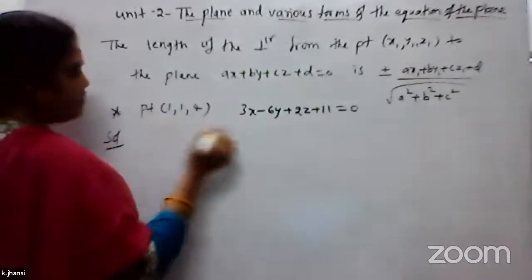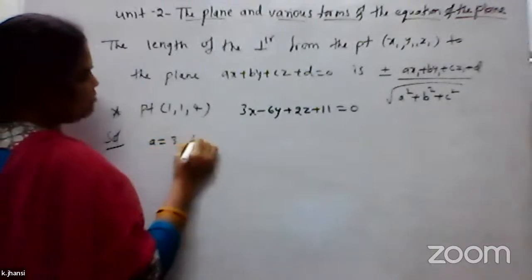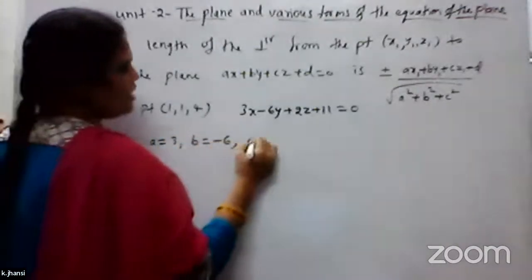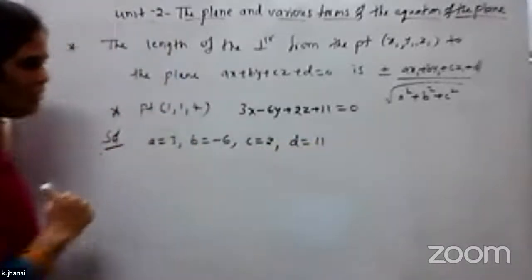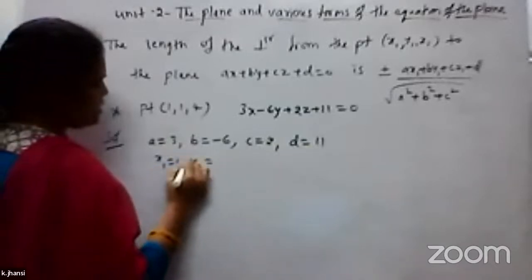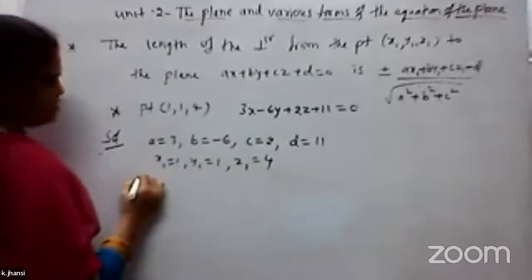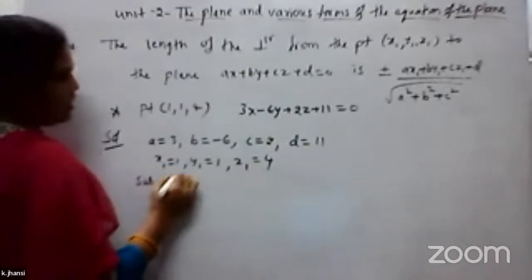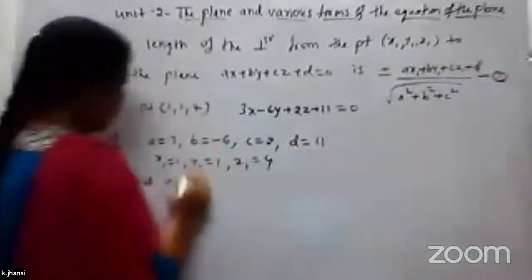Okay. So from the plane equation, what do we have? A value is 3, B value is minus 6, C value is 2, and D value is 11. Okay. And x1 is 1, y1 is 1, and z1 is 4. Okay. So if you take this as equation 1, or substitute in 1, what will you get?